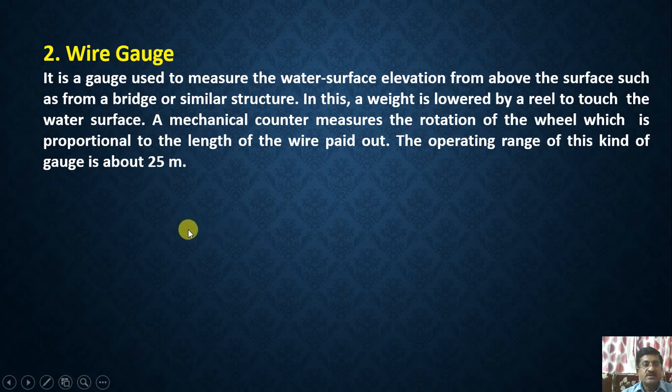Then let us discuss the wire gauge. It is a gauge used to measure the water surface elevations from above the surface, such as from a bridge or similar structure. In this, a weight is lowered by a reel to touch the water surface. A mechanical counter measures the rotation of the wheel, which is proportional to the length of wire paid out. The operating range of this kind of gauge is about 25 meter.